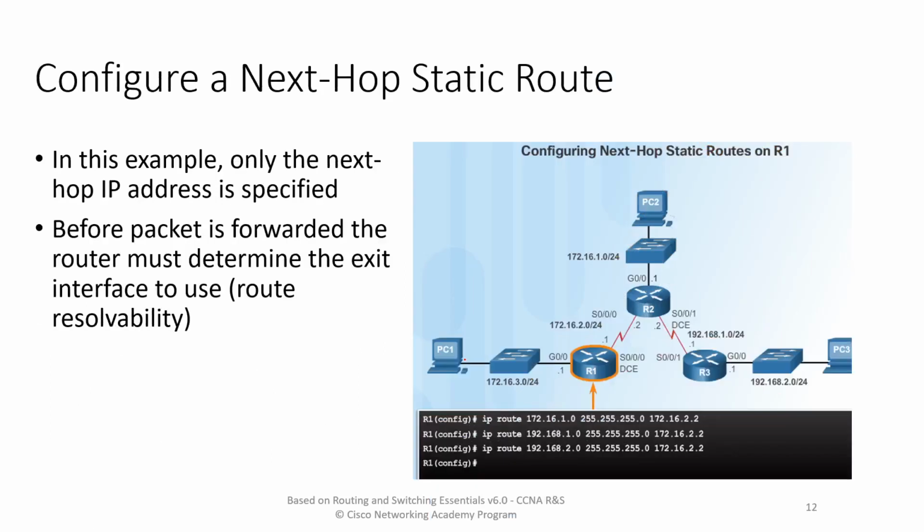So the basic command to configure next hop using the IP address is basically IP route. We specify the network with the network address and the subnet mask, and we give the IP address of the next router. So we give the IP address of the router as the next hop IP address.